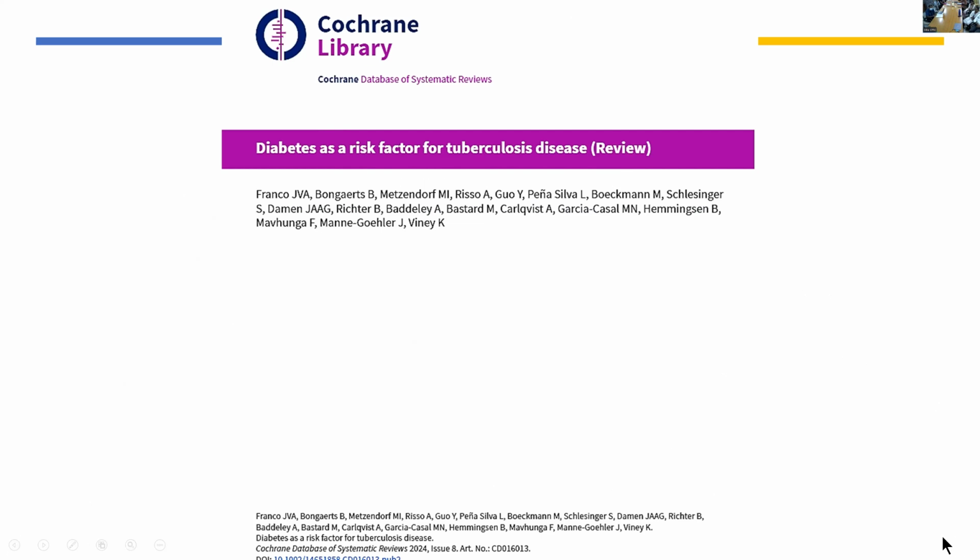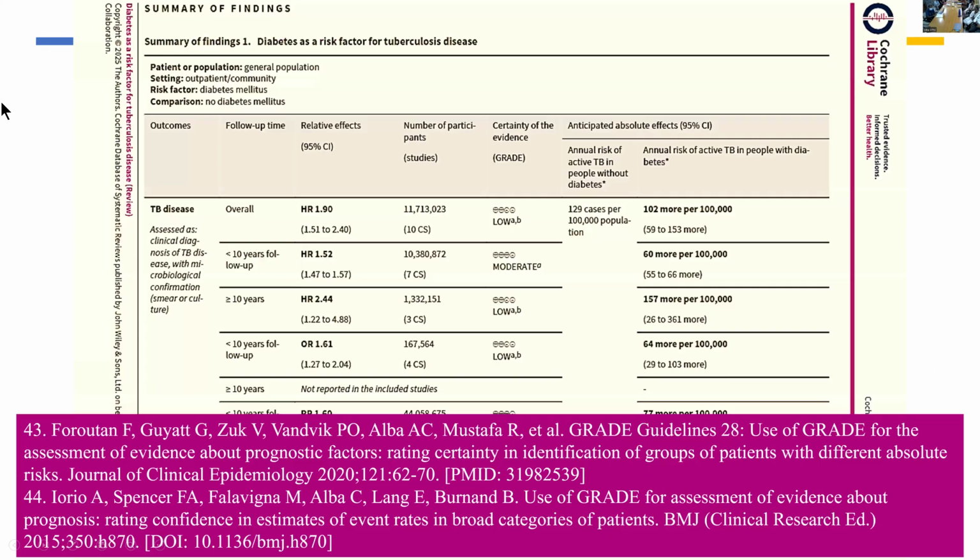The single factor prognostic study. What's a single factor? It's not the prognosis of a group of human beings; it's diabetics and the risk of developing tuberculosis. So there's a systematic review of various cohort studies, not only one. And here they have got a summary of findings table. So the topic is diabetes as a risk factor for TB. P is the general population. The setting is outpatient or community. Risk factor is diabetes.